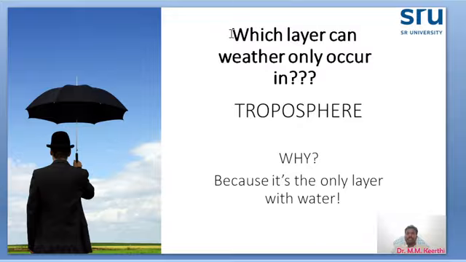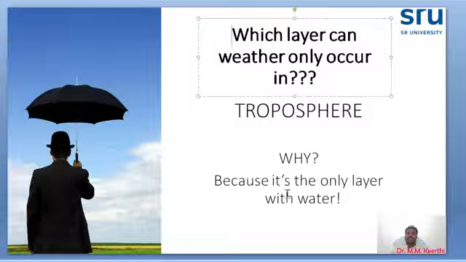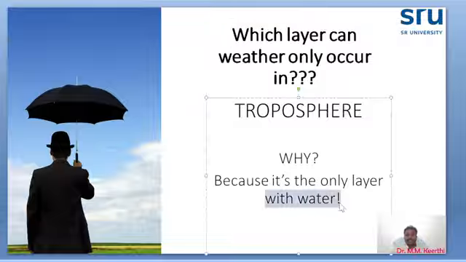In which layer is weather occurring? The troposphere. Why? Because of two reasons. One is the presence of air, and another main reason is the presence of water. Because of this only, all weather variables occur in this troposphere region.